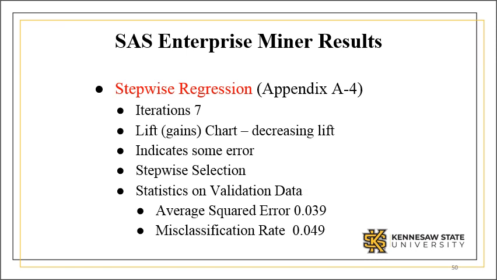The next item was the stepwise regression model. It iterates through all of the possible indicators within the file of a person being diagnosed with breast cancer. The stepwise selection said that the uniformity of cell size, bare nuclei, clump thickness, and uniformity of cell shape were the primary indicators of a person being diagnosed with breast cancer. The average squared error for this file again was 0.039 and 0.049.